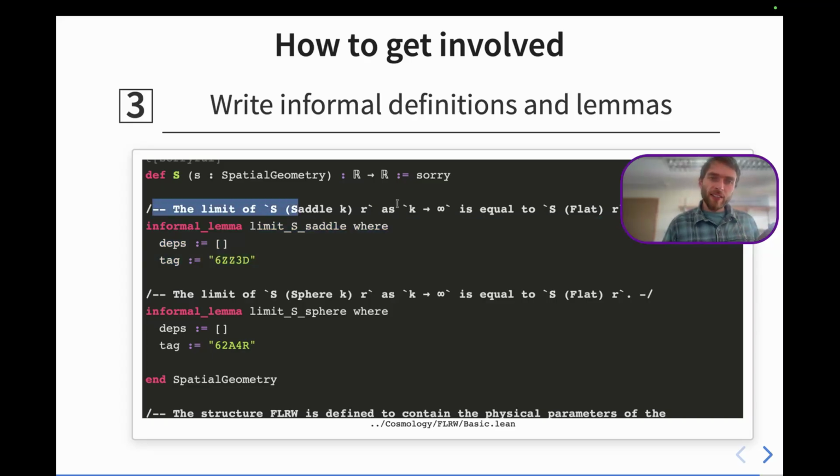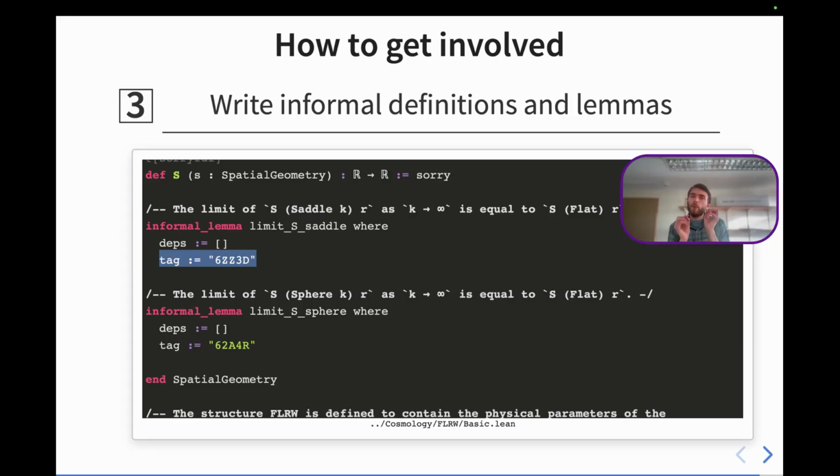So the structure here is that this is the description, the English description of the result. And then this is the name of the result, and then its dependencies, and then an arbitrary tag, which you could just make up. So these are ways that you can add informal definitions and lemmas. Use your expertise as physicists to contribute to the project without knowing any Lean.